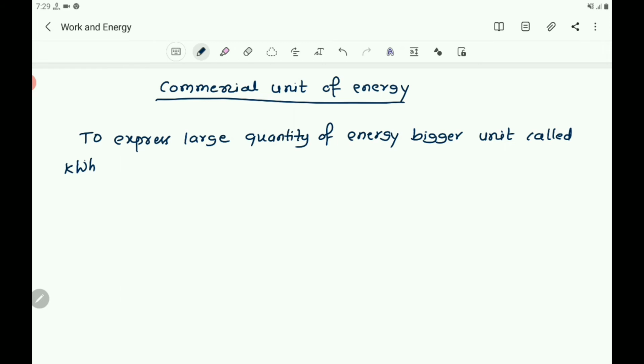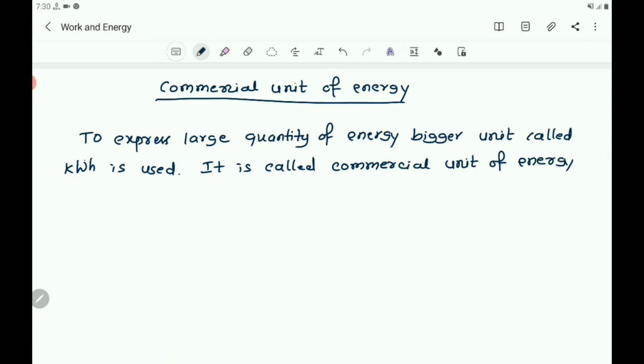Kilowatt hour is used. It is called the commercial unit of energy. And what is 1 kilowatt hour? That is the amount of energy used at the rate of 1 kilowatt.